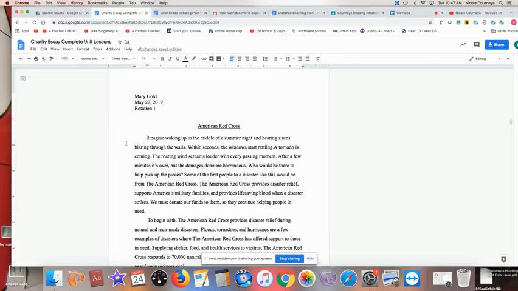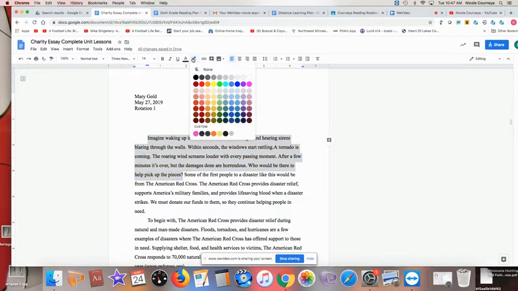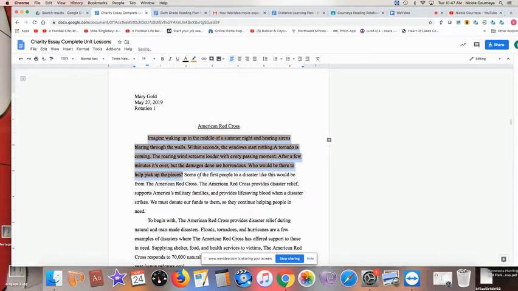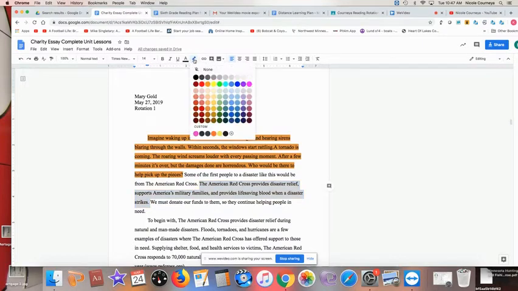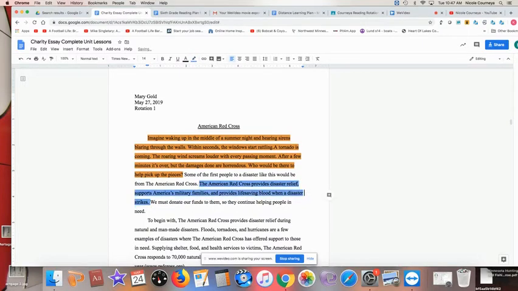All right, so for our attention getter, for sure it's going to go all the way down to here. They've got what's called painting a picture, where they're describing things in great detail. Here they've got a question that intrigues us. Who would be there to help pick up the pieces? Okay. For sure, right here is our thesis statement. It tells us exactly what we're going to be reading about. We're going to be reading about the American Red Cross and the 3 things that they do. They provide disaster relief, they support America's military families, and they provide life-saving blood. Okay, those are the 3 things.